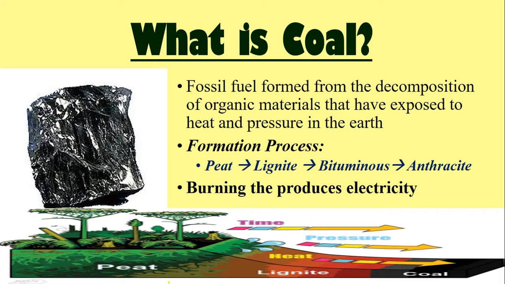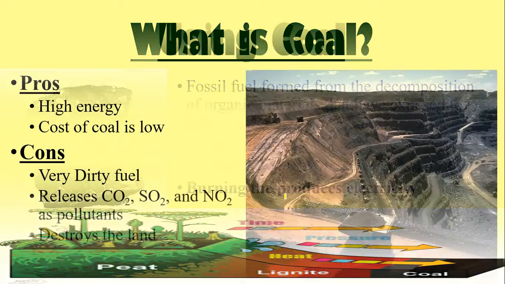So the formation of coal, you start off with peat. You can see at the bottom down here. You start off with peat, then you go to lignite, then bituminous, and then anthracite, which is kind of like pure coal. And what we do, we burn coal to produce electricity. Coal-burning power plants are what they're called, and that's a lot of the electricity that we get right now in the United States in 2020.